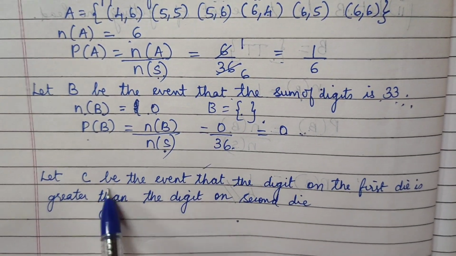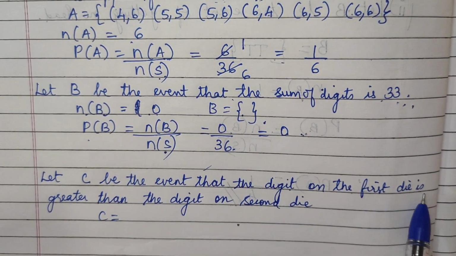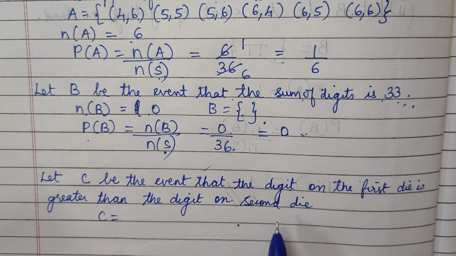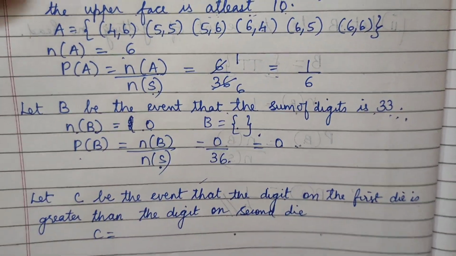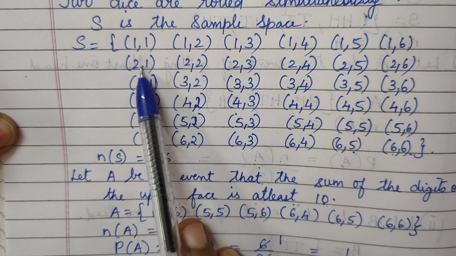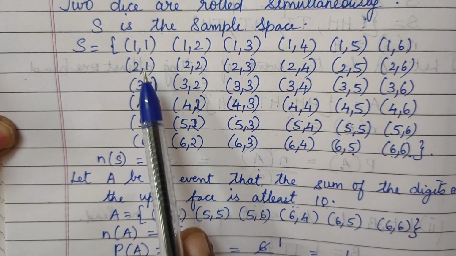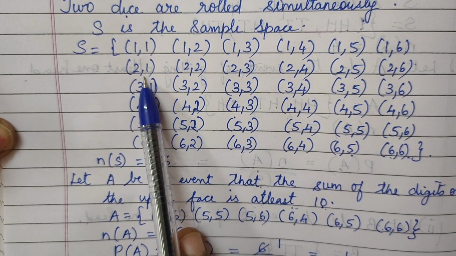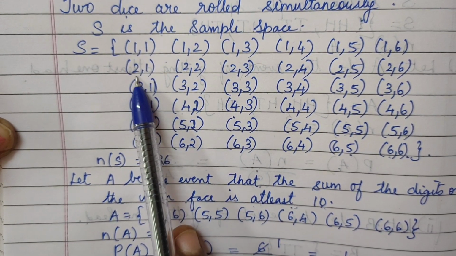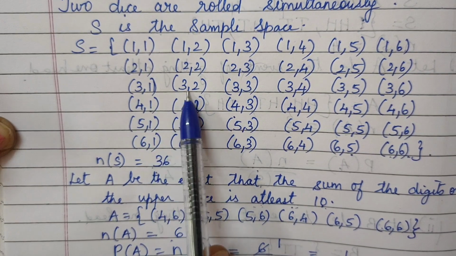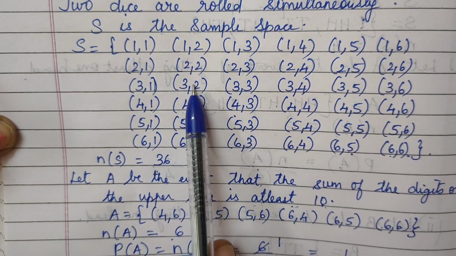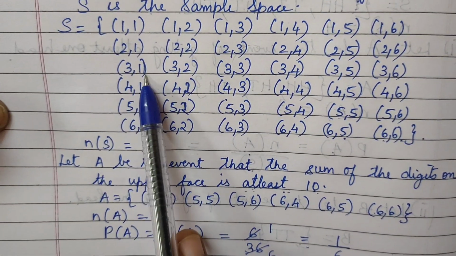Third event: let C be the event that the digit on the first die is greater than the digit on the second die. You understood? That means the first die should be bigger than the second. You can see here, 2, 1, the first one is greater. And here this is greater, and here also. So 1, 2, 3, the first die is greater than the second one.